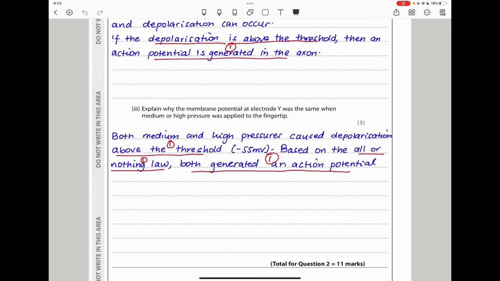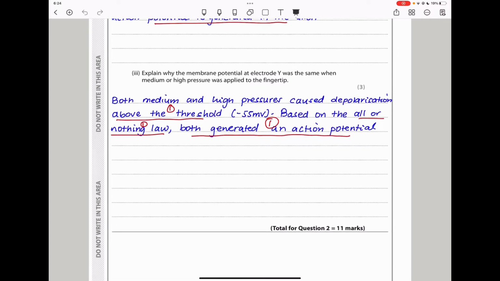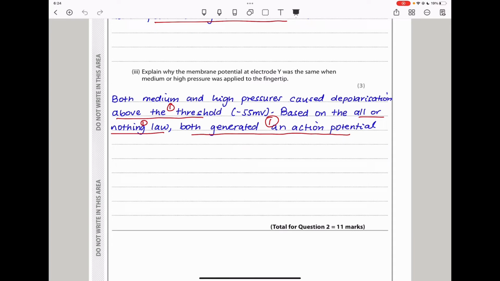And again, remember the keywords are those underlining and putting some marks on. It means it has to be above the threshold, and then based on the all or nothing law. Once this negative 50 millivolts is reached, the all or nothing law is going to be followed, and therefore an action potential must be generated. So this brings us to the end of question 2. Let us continue to question 3.